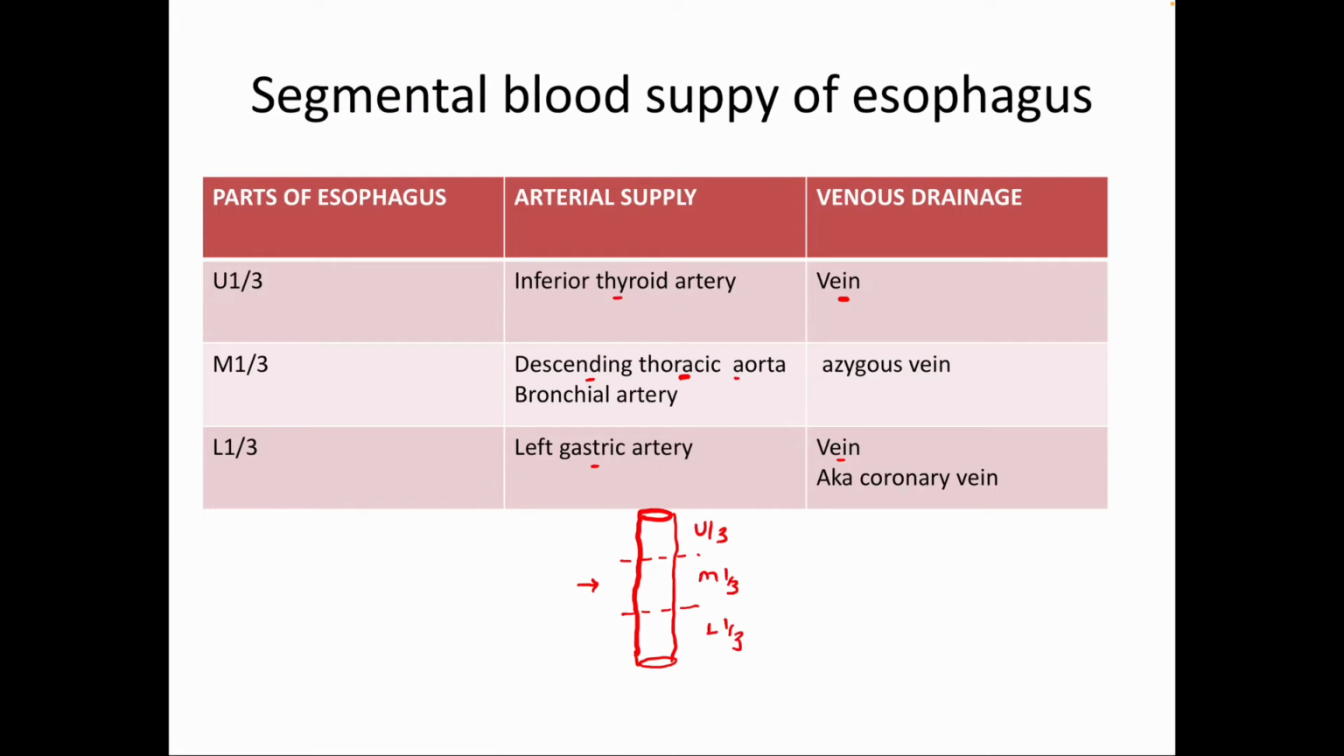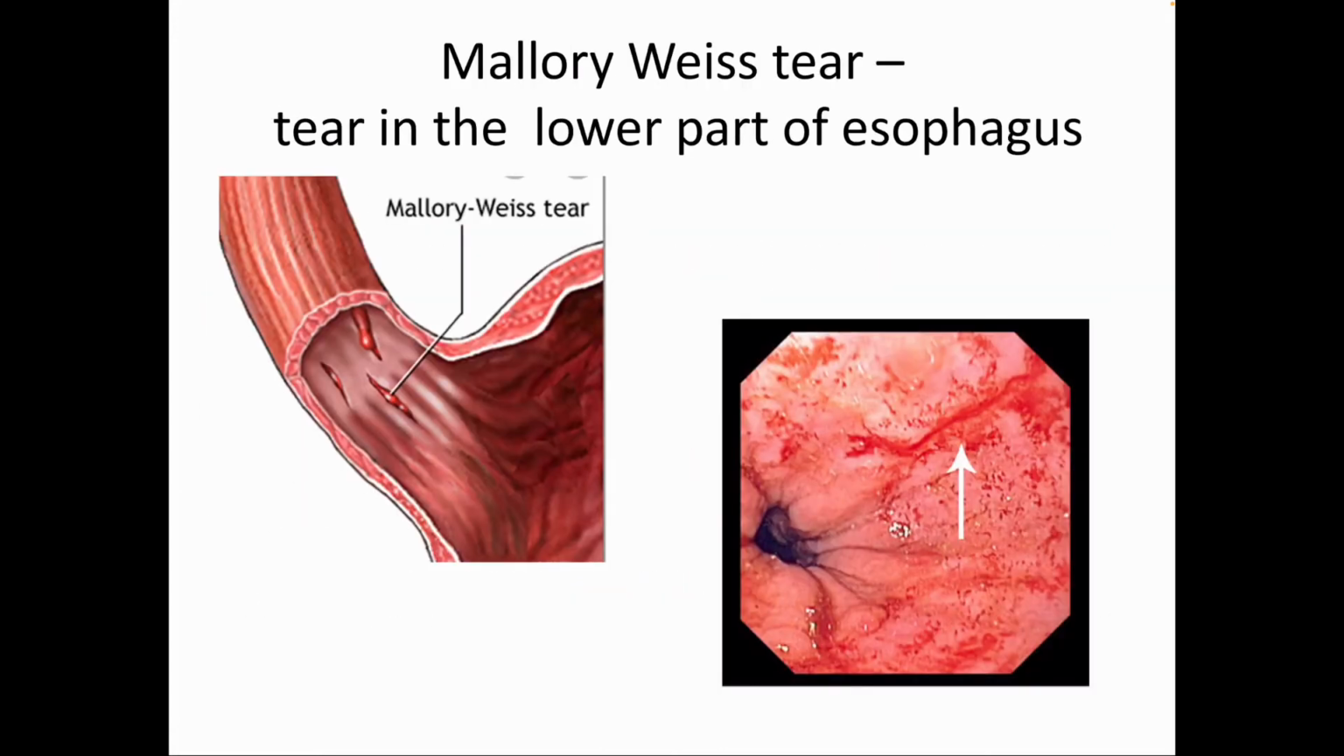What is the importance of knowing the segmental blood supply? The first importance is this: we'll try to understand it with the help of this diagram. There is a tear known as Mallory-Weiss tear. Mallory-Weiss tear occurs in the lower part of the esophagus. It occurs in the lower one third of the esophagus near the gastroesophageal junction. So this is the tear in this picture, and this is the tear in this picture.